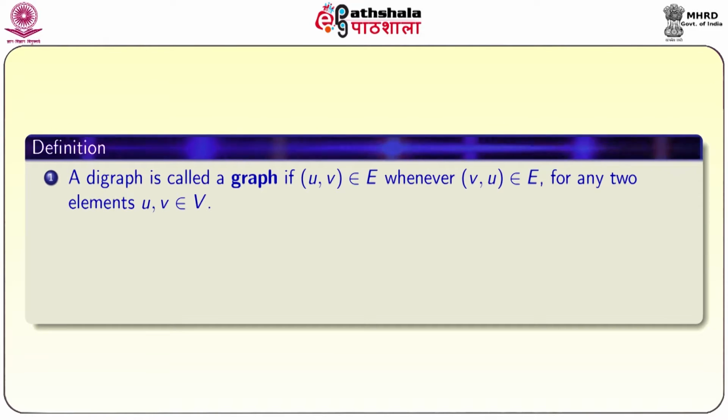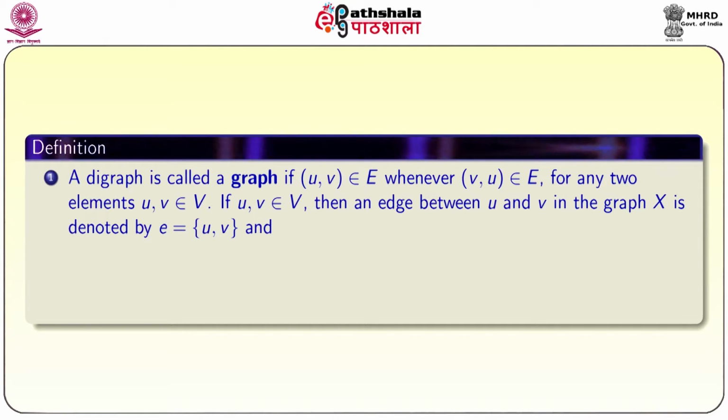Now we define the graph. A digraph is said to be a graph if (u, v) belongs to E whenever (v, u) belongs to E, for any 2 elements u, v belongs to V, that is for any 2 vertices u and v. If (u, v) belongs to E, then edge between u and v in the graph X is denoted by unordered pair {u, v}. Now it is because once (u, v) is there, (v, u) is also there. So we will simply denote undirected edge.